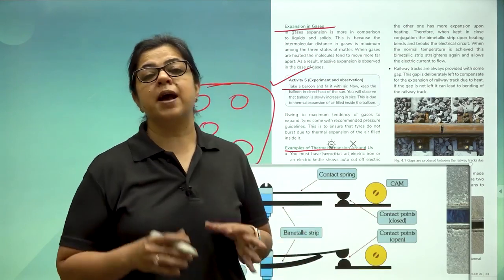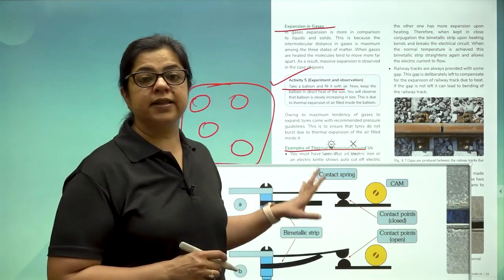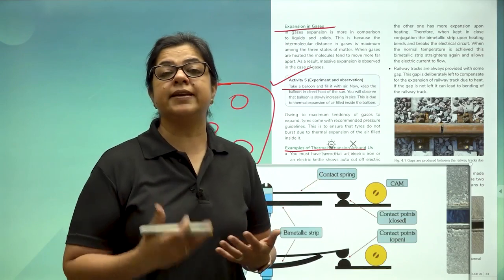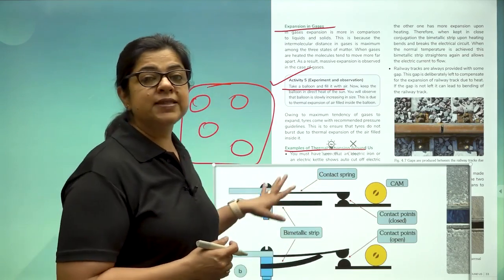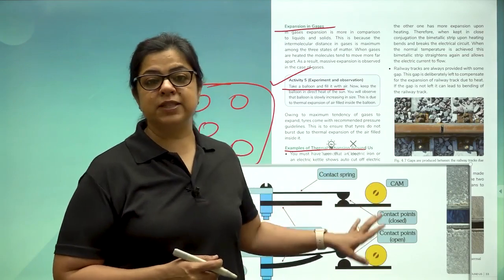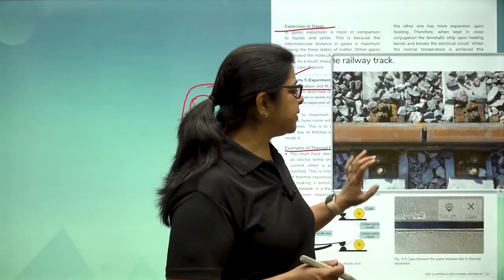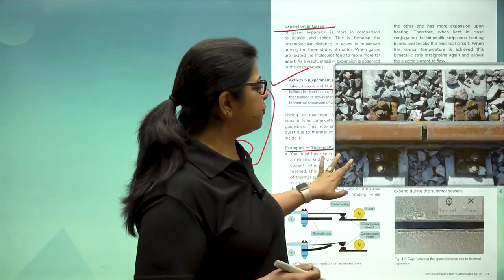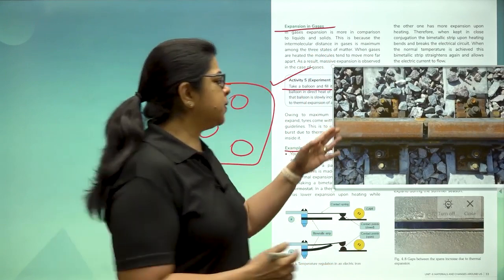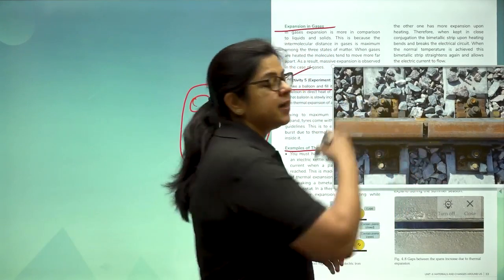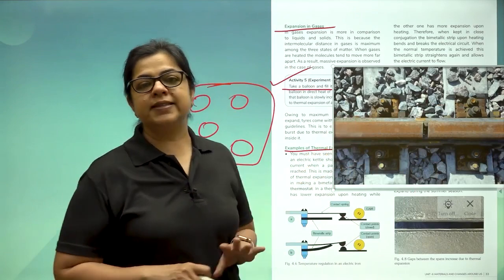So when the contact breaks, the circuit breaks and the iron or the kettle are automatically switched off. Imagine if this wouldn't happen, what is going to be the result? The kettle is going to continuously get heated up and it is going to burn out. So these are some examples of thermal expansion in our daily life. Also take a look at this railway line. So if you've ever traveled by train and seen railway tracks, you will see that there will be gaps between the railway tracks. Why are these gaps given?